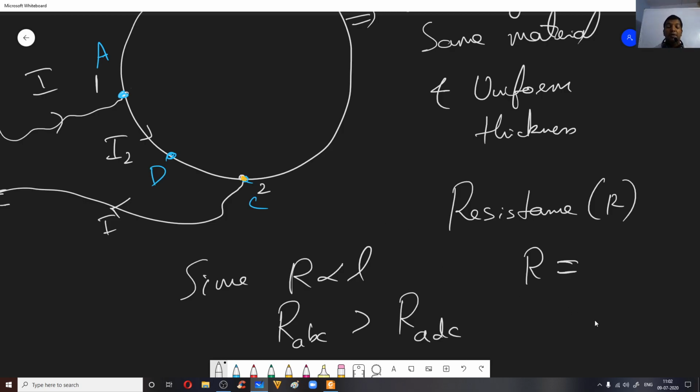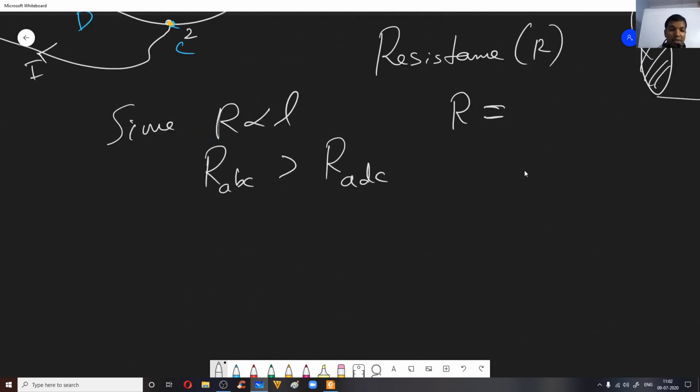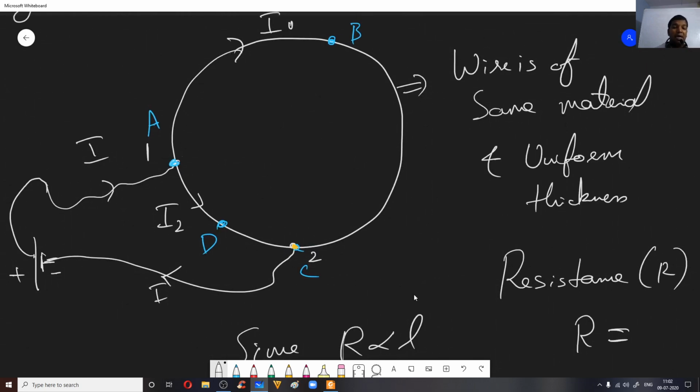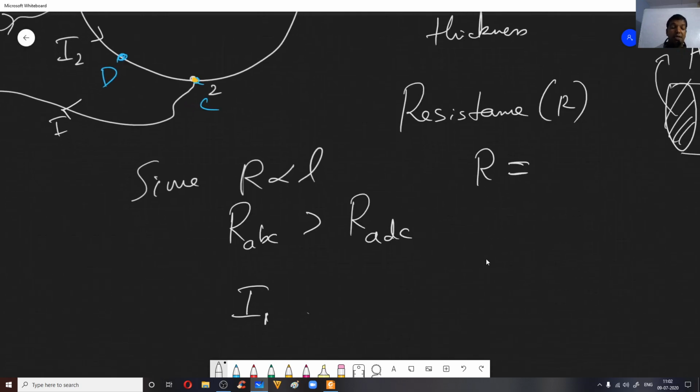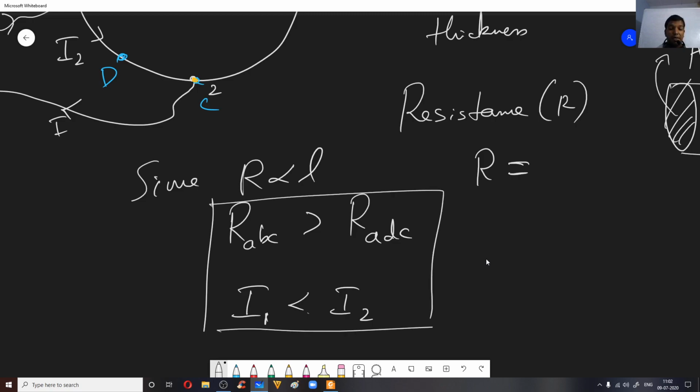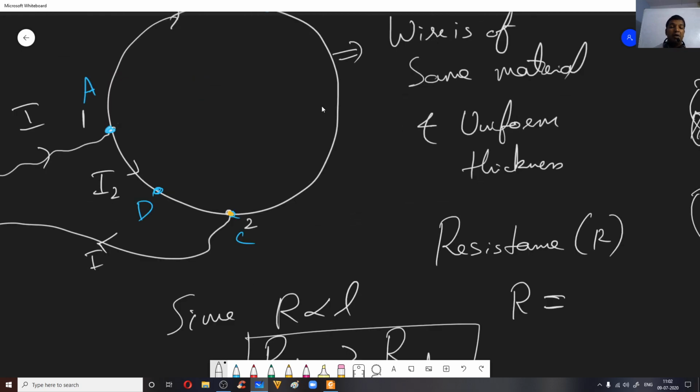Now in parallel combination, in your tension net probably you would have studied, again in chapter 3 we'll study. More is the resistance, less will be the current. So in general you can say I1 will actually be less than I2. We'll prove that. So I1 will be less than I2. This is what we'll see, because here, with uniform thickness, the area of cross section is the same.